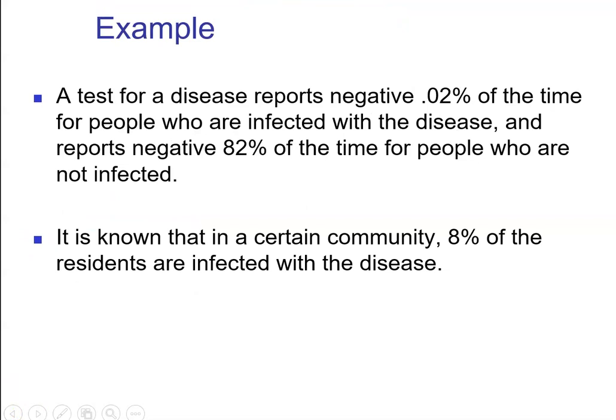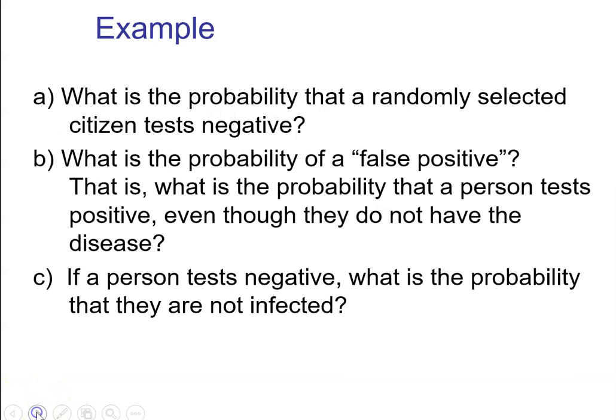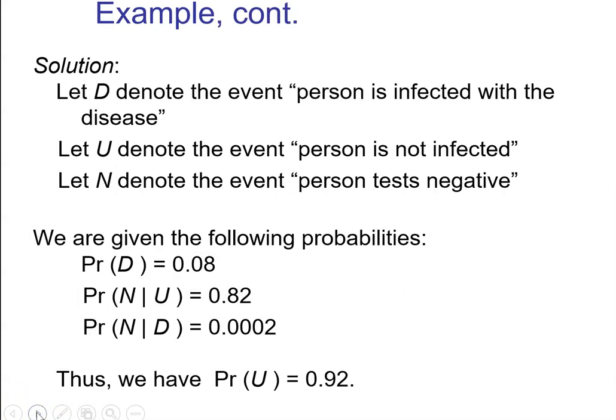All right, so an example here. A test for a disease reports negative 0.02% of the time for people who are infected with the disease, and reports negative 82% of the time for people who are not infected. Okay? It is known that in a certain community, 8% of the residents are infected with the disease. Okay, so let's talk about this a little bit. I'm actually going to jump ahead a couple slides here because I think it's helpful. We'll come back to the problem set in a minute.